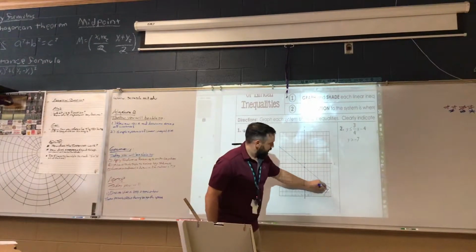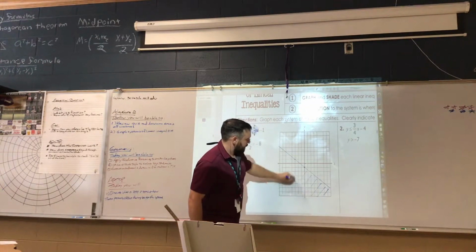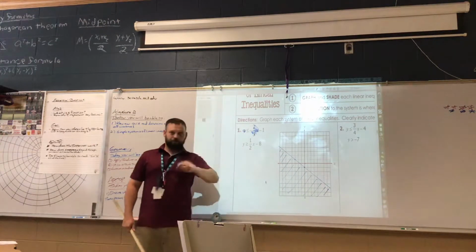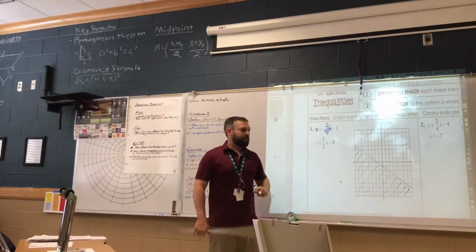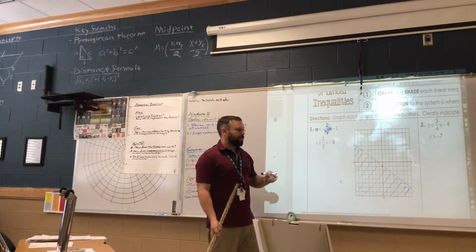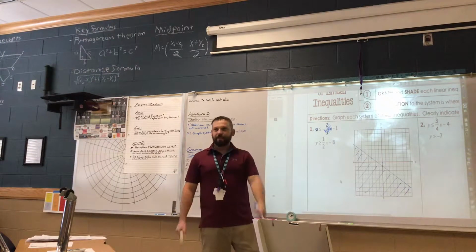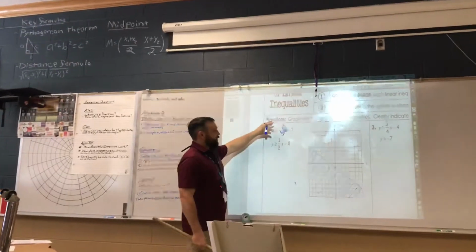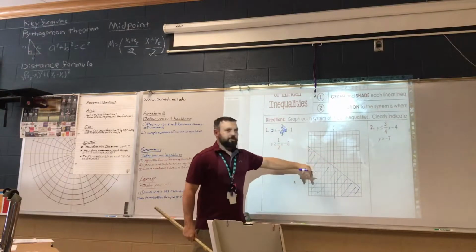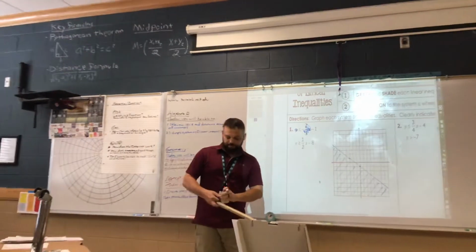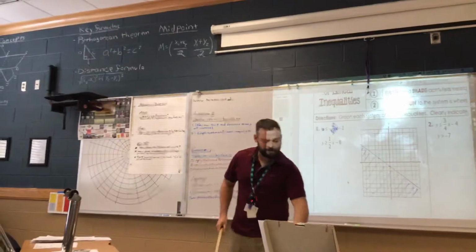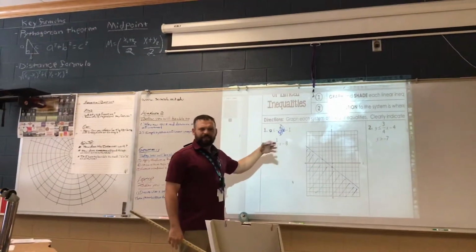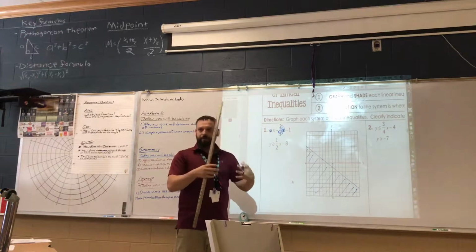Try to be neat with your shading. Don't be all over the place, because you'll be looking at this later for studying or whatever, and you won't be able to make heads or tails of it if it's sloppy, because there's a lot of shading going on here today. All right, so I took the first inequality, I graphed it, I shaded it. Now I'm going to move on to the second. That would be my advice for doing these in general. Don't try to graph both lines and then go through and shade, because it's going to get all muddled and you're going to get confused.